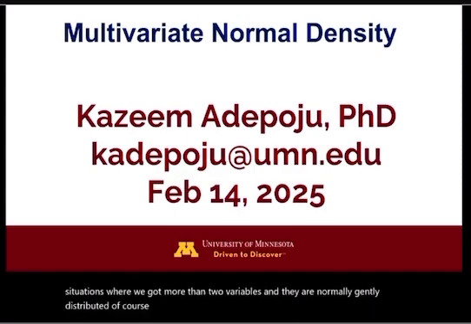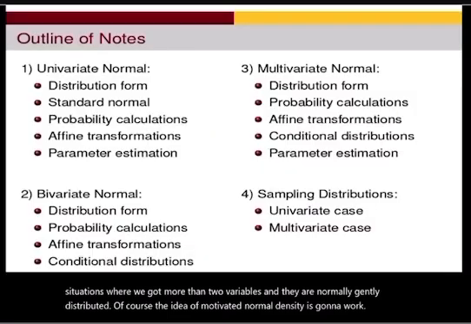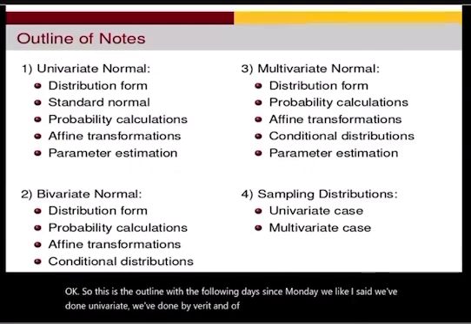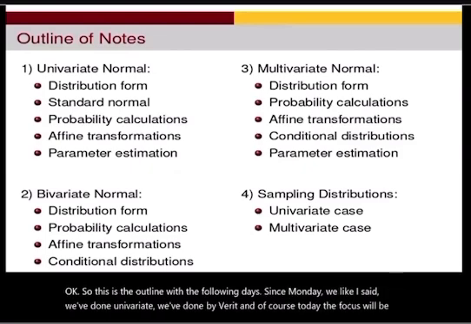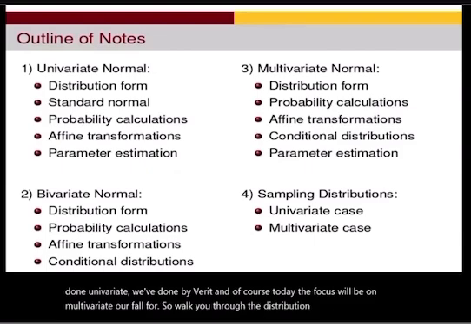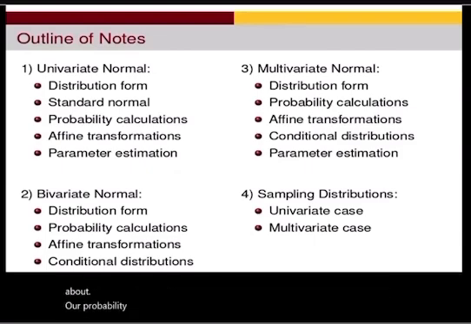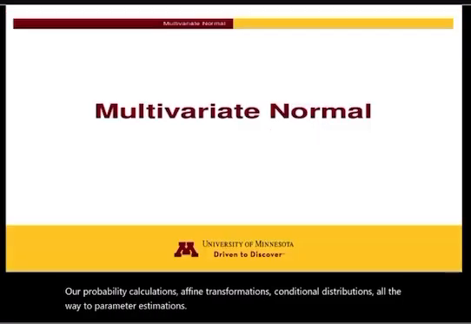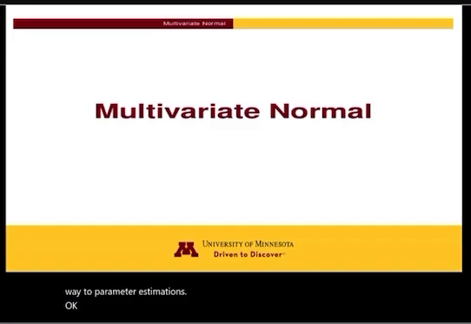Of course, the idea of multivariate normal density is going to work. Okay, so this is the outline we've been following since Monday. Like I said, we've done univariate, we've done bivariate, and today the focus will be on multivariate. I'll walk you through the distribution form, probability calculations, affine transformations, conditional distributions, all the way to parameter estimation. Okay, so let's get started.